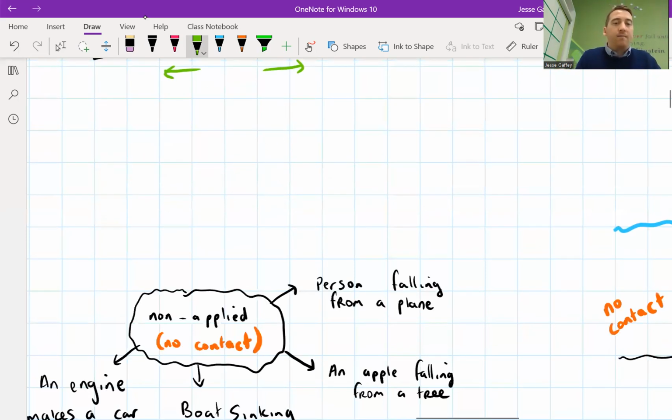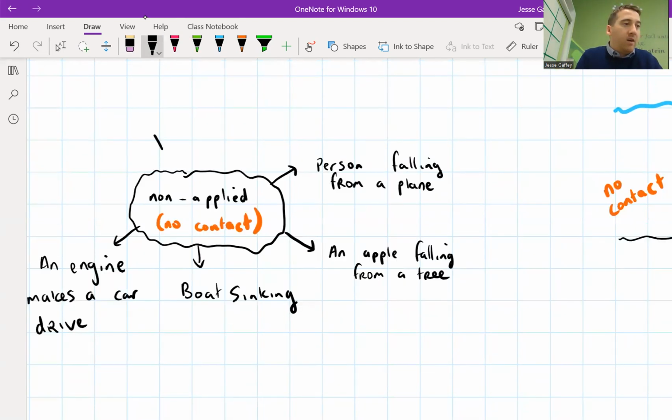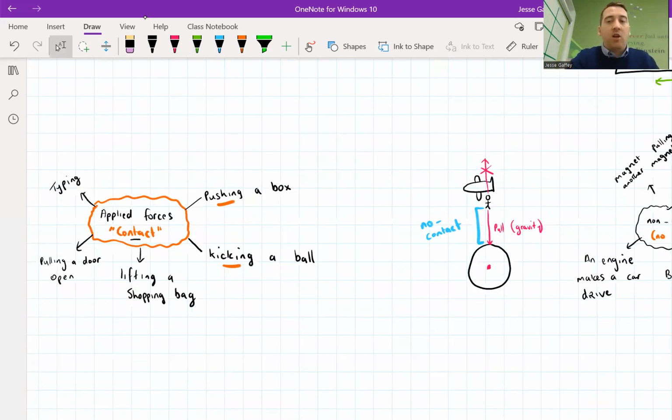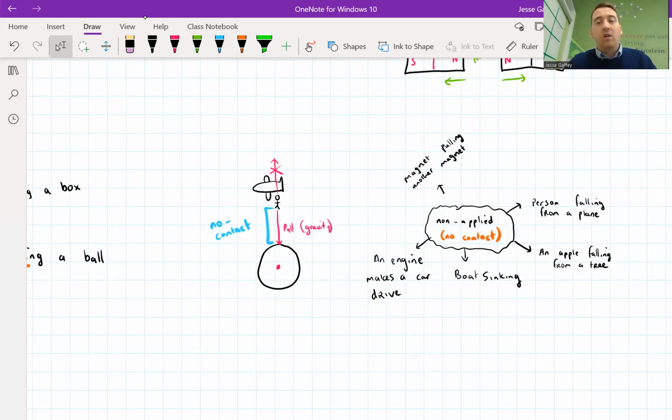So let's put that one down as well. And that would be a magnet pulling another magnet. Or indeed, it might pull a piece of metal, or maybe a little piece of metal that you've got on one of your pens that will get sucked towards a magnet, for example. So lots of different little examples. So two types of forces, guys. We had applied forces, which need contact, and we had non-applied forces, which have no contact. Those ones are a little bit more difficult to think about, okay?